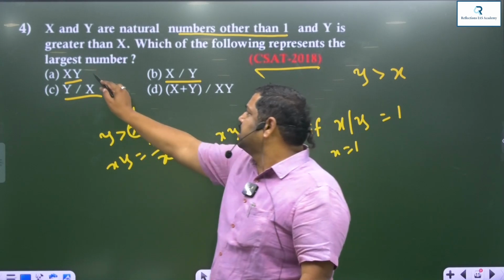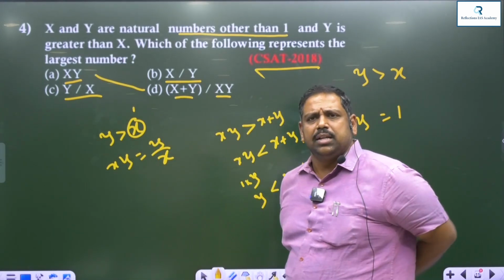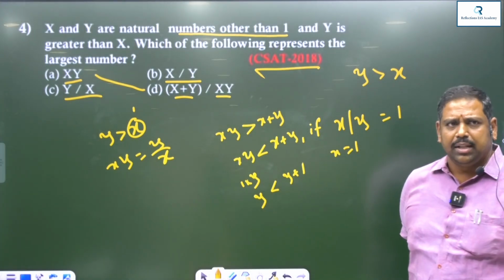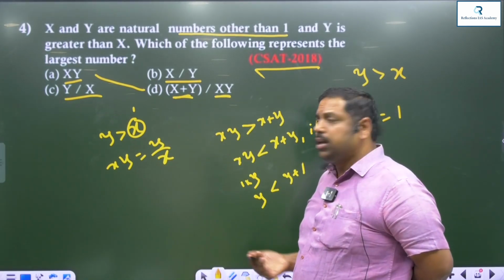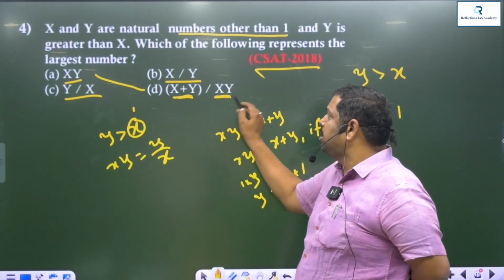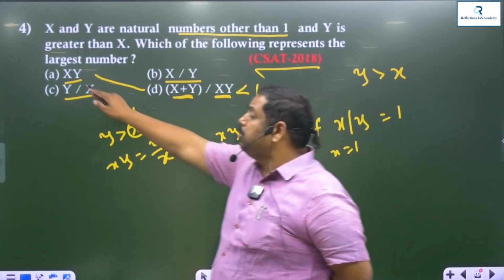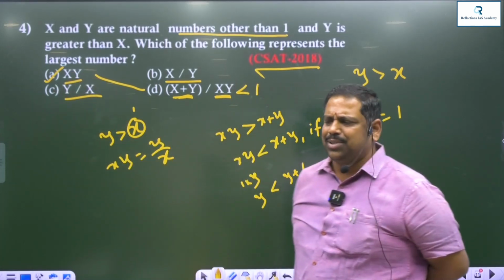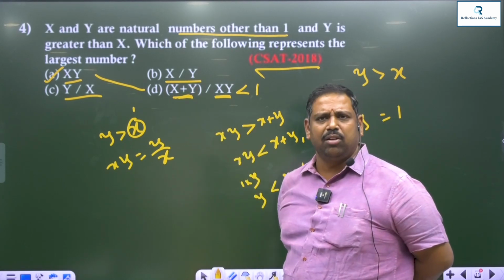Now we have to check these two only: x plus y and xy. Just now I said that all are more than 1. Then which is greatest, x plus y or xy? The smaller number by the larger number means it will be less than 1. But definitely xy will be greatest. Actually, by seeing with our naked eye, we can directly say that xy is the greatest, right or wrong?